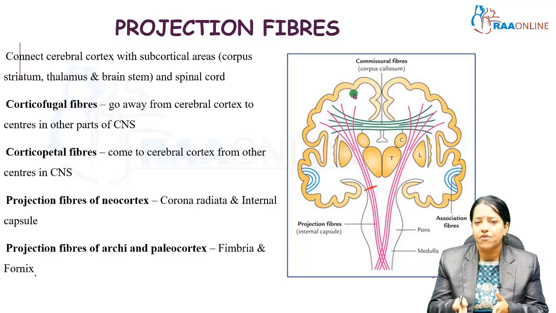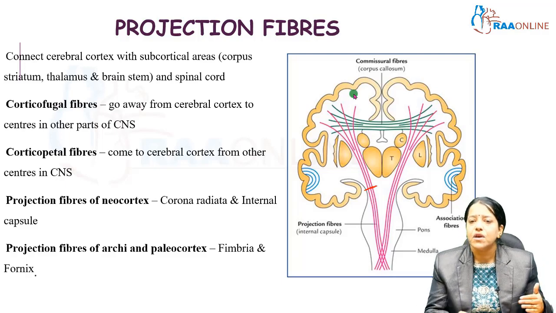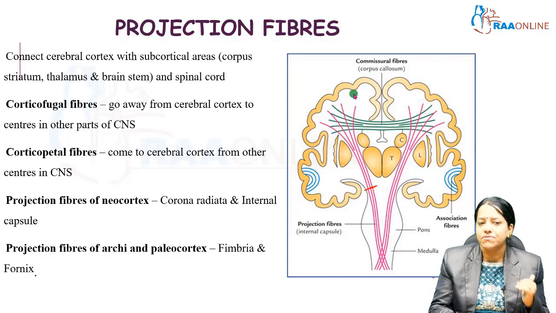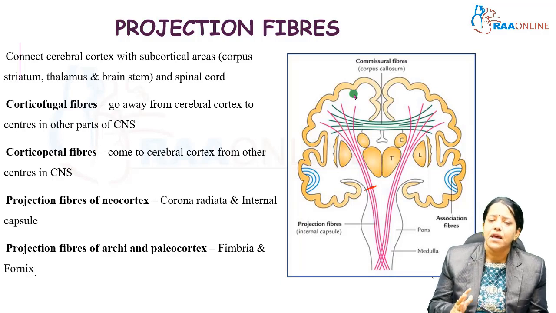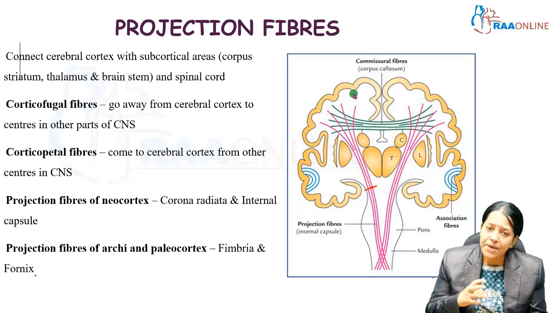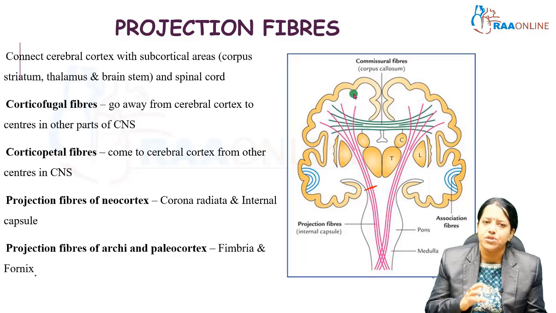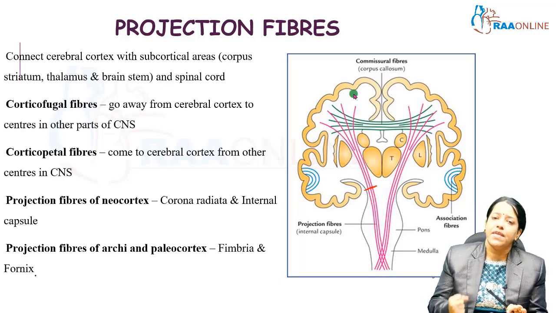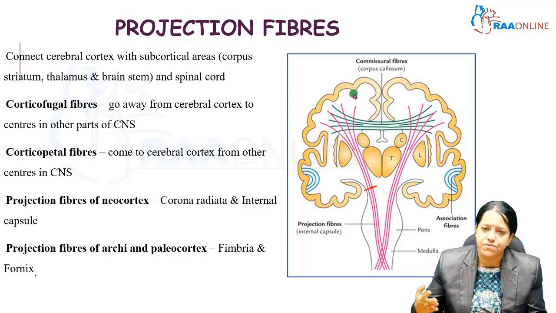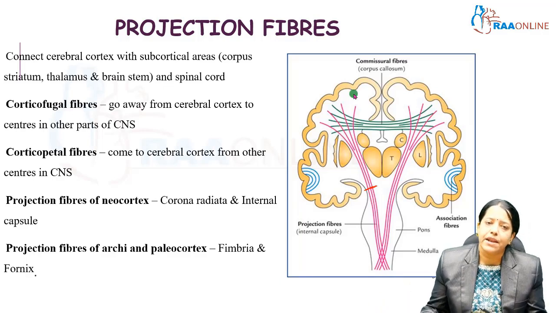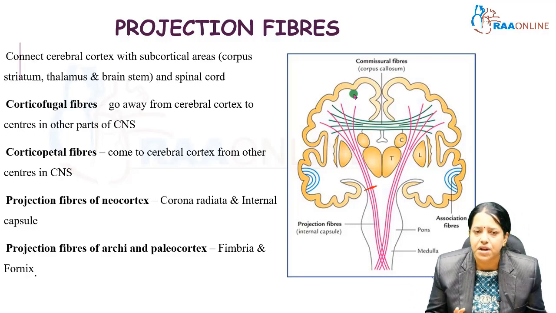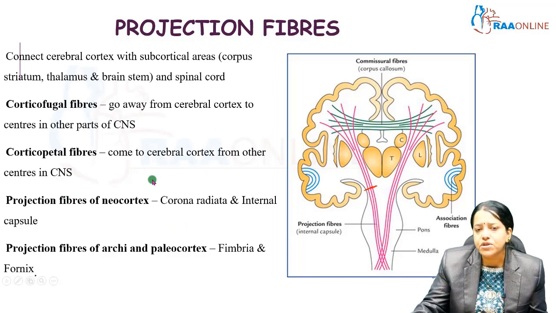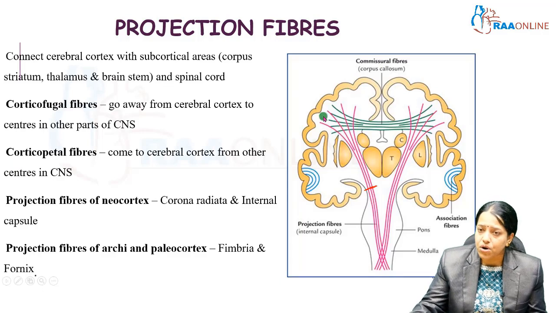Petal fibers are fibers which are coming to the cerebral cortex from other centers in the central nervous system. With this basic, we understand that projection fibers are fibers coming to the cerebral cortex, or coming out from the cerebral cortex, and they carry information from the cerebral cortex to different subcortical centers, or from the subcortical centers to the cerebral cortex. So this part is very clear. Now, projection fibers of the neocortex. If this is the neocortex, what are the projection fibers which are very, very important?